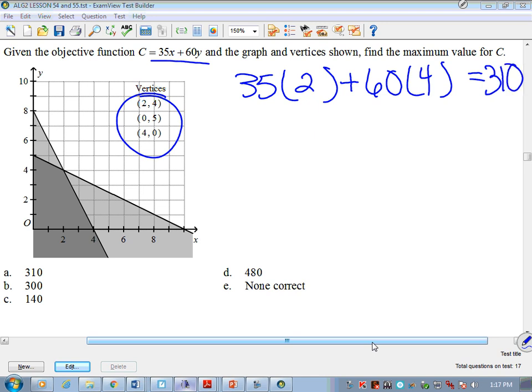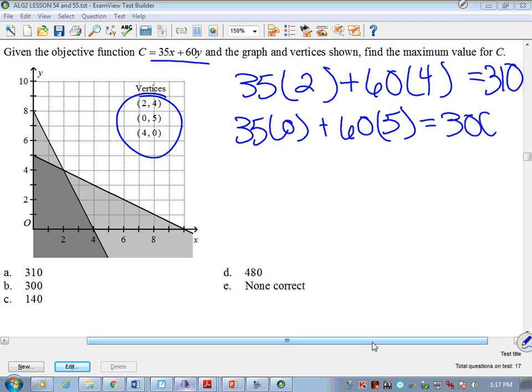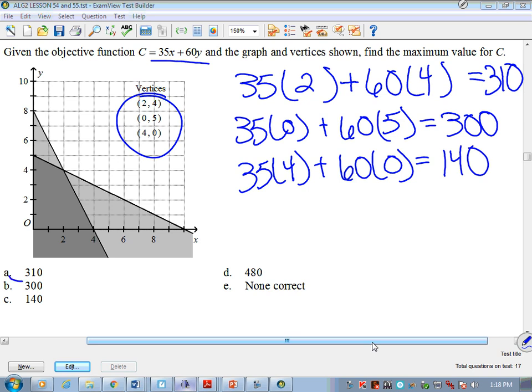And just as a general rule, if I'm going to get 0 for half of the question, chances are the one that has 2 whole numbers is probably going to be the maximum. But let's just see. We got 35 times 0, which we know is going to be 0. So all we're really getting out of this is 60 times 5, which is 300. Well, that's still less than 310. And this one's going to be 35 times 4 plus 60 times 0. So we're not going to get anything out of that. So really just 35 times 4, 140. So my maximum is 310.